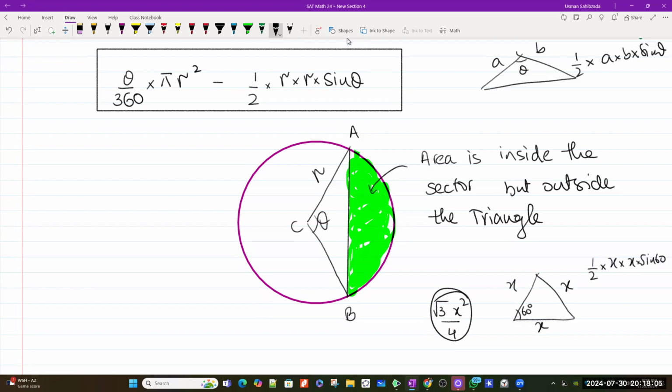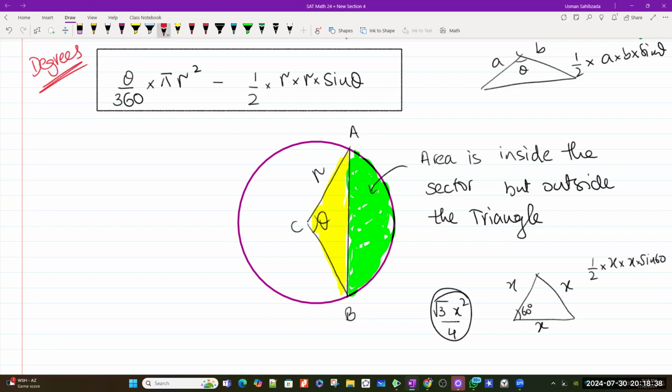Over here, we're saying that the segment is part of a circle. It's inside the sector of the circle, but outside the triangle. Take the triangle's area away from the sector. The pizza slice, take this triangle away from it. You get the area of the segment. This formula would hold true when the angle is in degrees, guys.